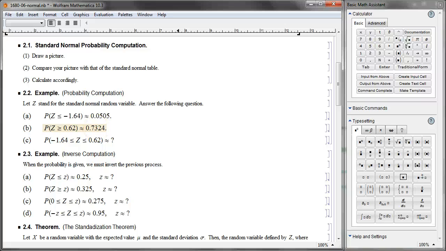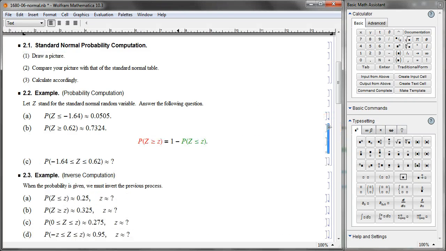Now, is this right? Actually, this is wrong. And why did I make this mistake? Well, I didn't draw a picture. That's why I made this mistake. If I drew the picture, I wouldn't have made this mistake.